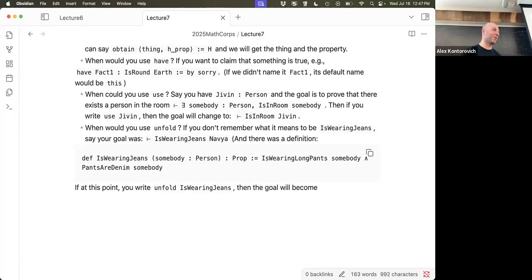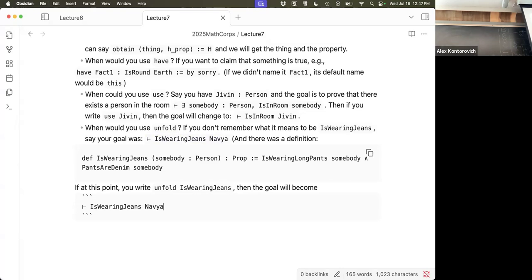So everybody take 30 seconds and write on your paper what the goal will become. Instead of is wearing jeans Nadia, the new goal will be what? The quiz for tomorrow is how well do you understand these tactics. This is a perfect question for the quiz tomorrow.